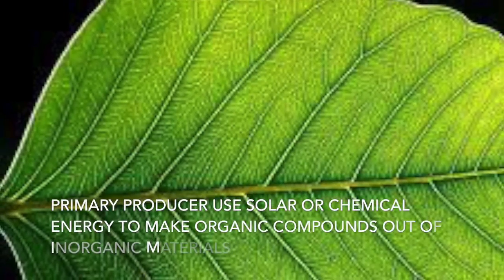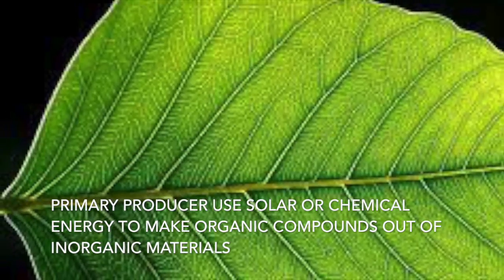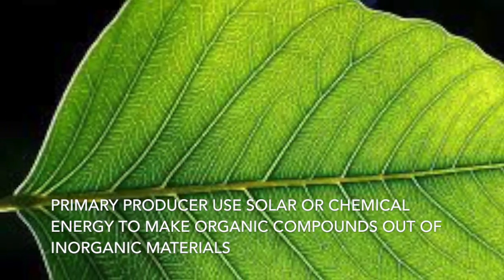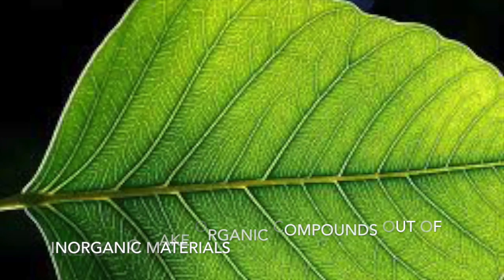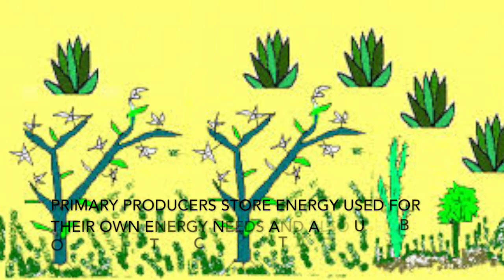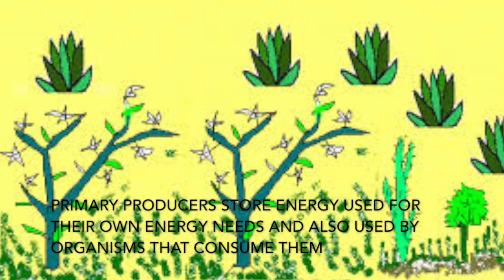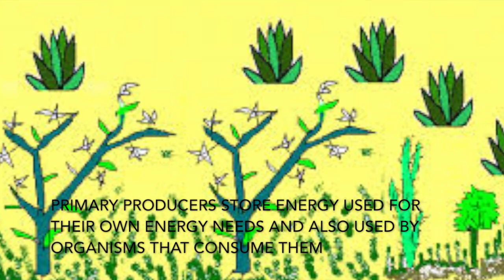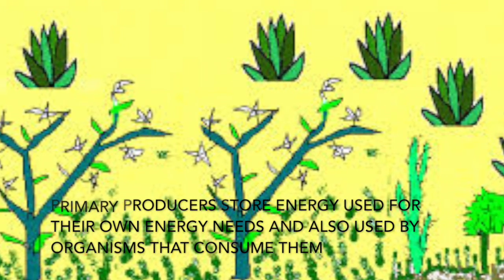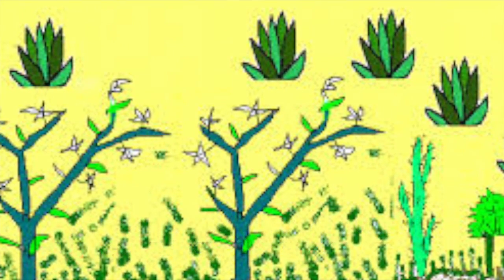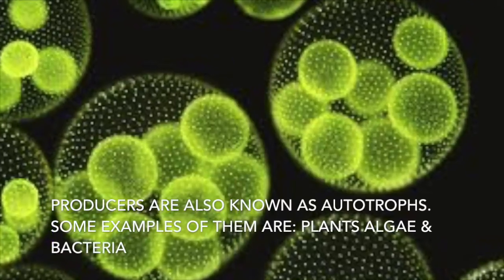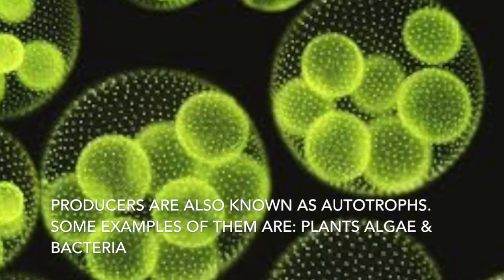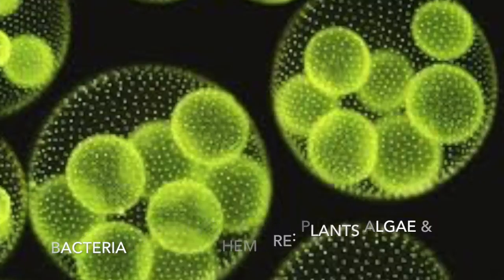Primary producers use solar or chemical energy to make complex organic compounds out of inorganic materials. Primary producers store energy that is used for their own energy needs and also used by organisms that consume them. Producers are also known as autotrophs, and some examples of them are plants, algae, and bacteria.